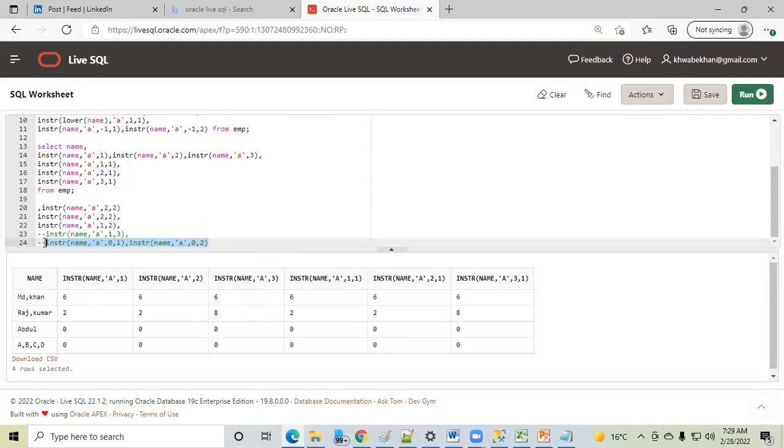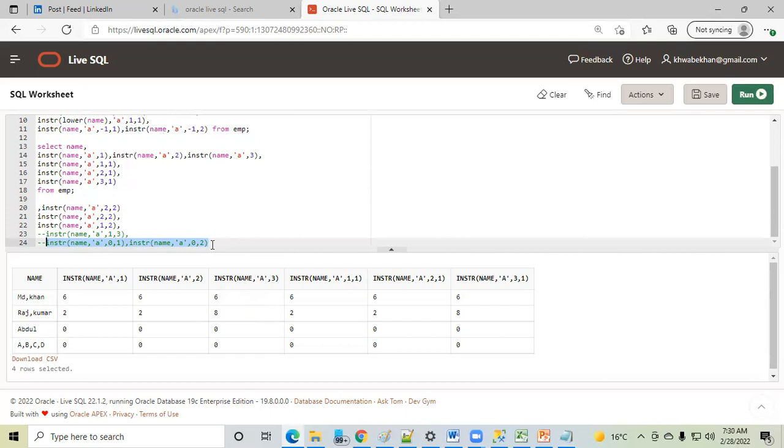If it is clear, then why was this showing me 0 when I executed this? With 0, 1, 0, 2, it has shown me 0. Why? Because it starts from 1. Internally the string index starts from 1. There is no 0 position. So that's why this will not show any output.